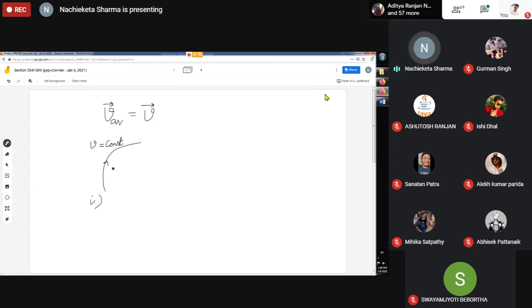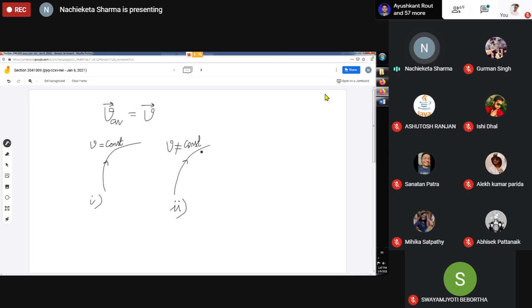Now the second part is a body moving along a curved path and speeding up. Here v is not constant and the direction is also not constant. Both are changing because the body is moving with a higher speed. The speed is not constant, the direction is not constant, and v is actually increasing, isn't it?